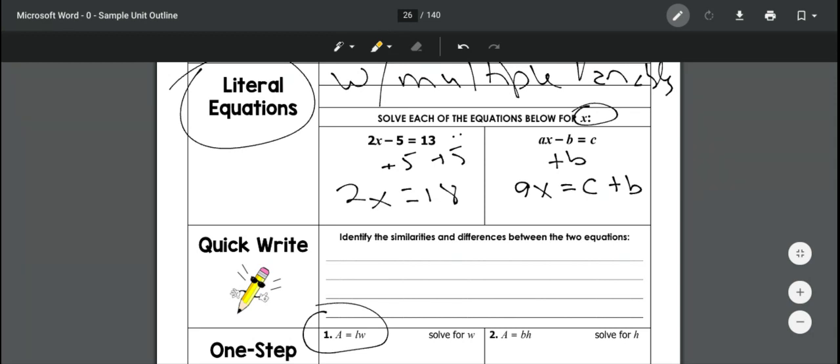So it's similar to this one, except that we were able to do 13 plus 5, where here we just do c plus b. And then over here, we know we're going to divide by 2, so we get x equals 9. And over here, to get the x by itself, we divide by a. So we have x equals, and this is my answer right here, c plus b divided by a. And we just leave it like that.